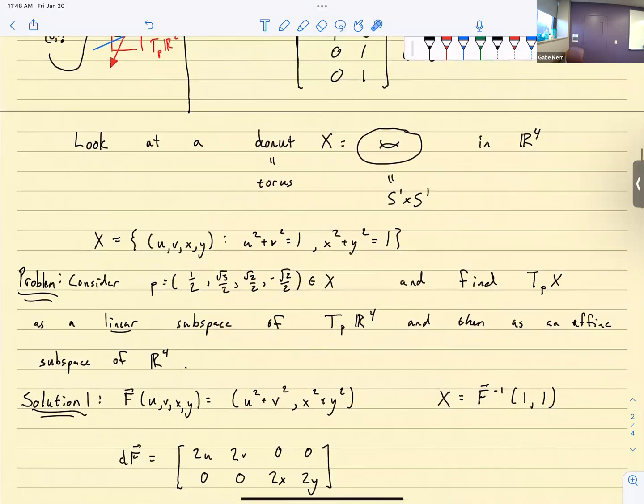This is also called the level set. It's the set of all points (u, v, x, y) such that when I take f of (u, v, x, y), I get (1, 1). That's the definition, and that's true because this is how these equations work. Okay, so now I have a function. This function is differentiable, so I can take its Jacobian matrix.